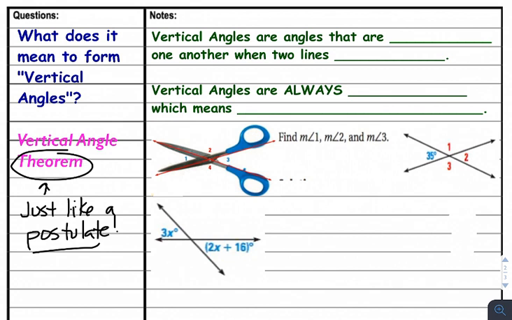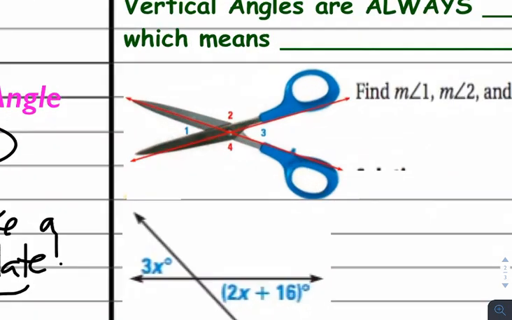So let's go to the sentence framing over here. Vertical angles are angles that are across from one another when the two lines intersect. Okay, so let's pause here and make sure we understand that. Now, often this is sometimes called the scissor theorem. You hear me say it in class, that the vertical angle theorem is sometimes also referred to as the scissor theorem.